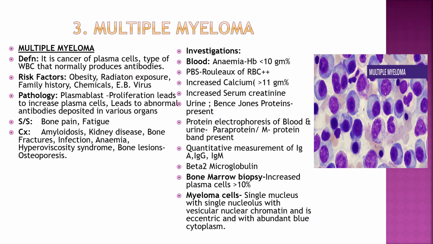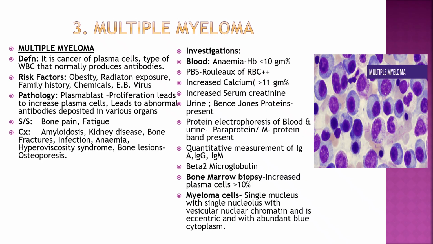Multiple myeloma, it is cancer of plasma cells, that is one type of WBC that normally produces antibodies. So risk factors can be obesity, radiation exposure, family history, chemicals, Epstein-Barr virus. Pathology: plasmablast proliferation leads to increased plasma cells, leads to abnormal antibodies deposited in various organs. Signs and symptoms: bone pain, fatigue. Complications can be amyloidosis, kidney disease, bone fracture, infection, anemia, hyperviscosity syndrome, bone lesions, osteoporosis.